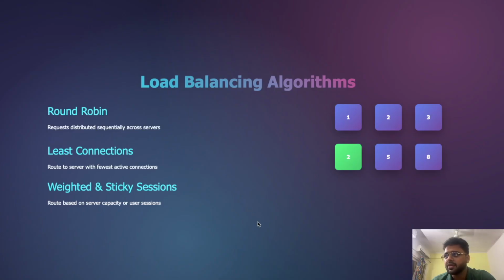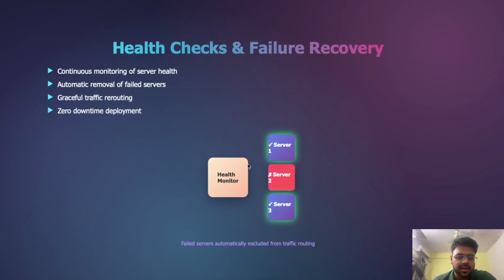Now we have understood the load balancing algorithms. Let's move to something more interesting: health checks and failure recovery. Here's something critical that many people overlook when learning about load balancing. I ask you a simple question: what happens when a server fails? How would that case be handled?